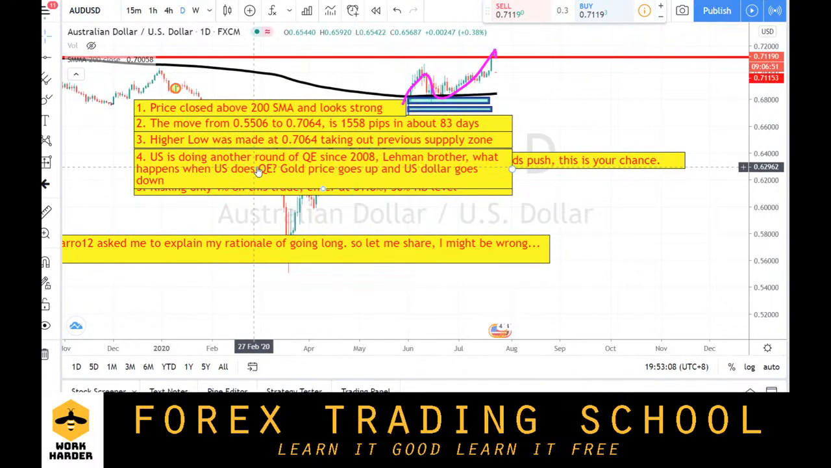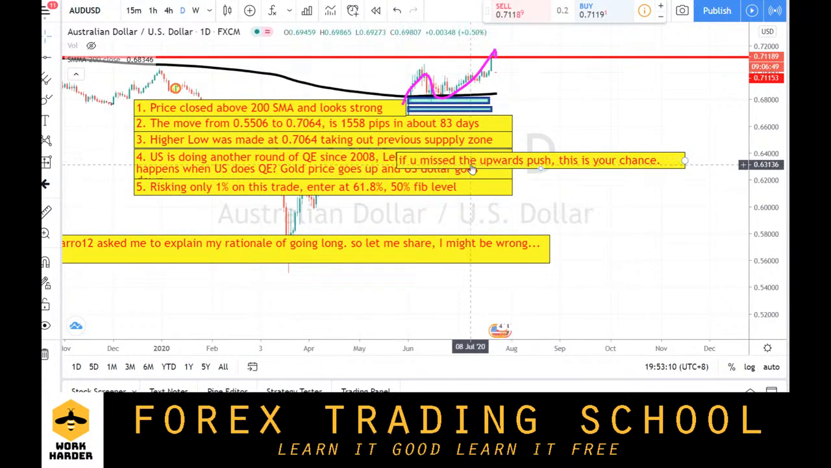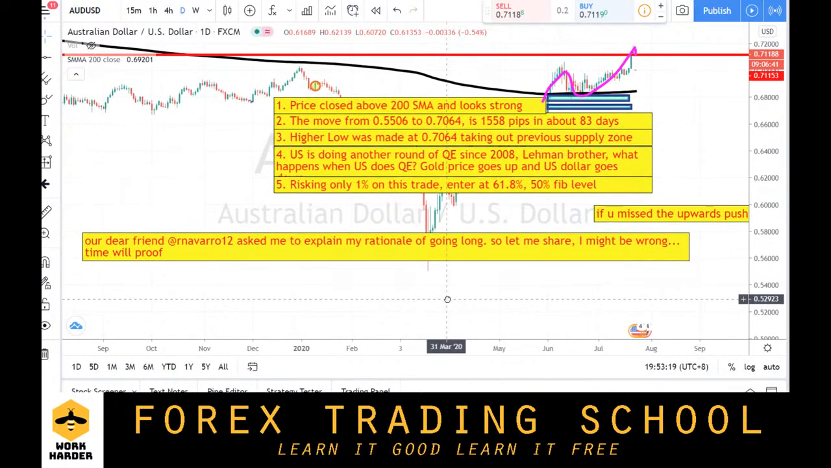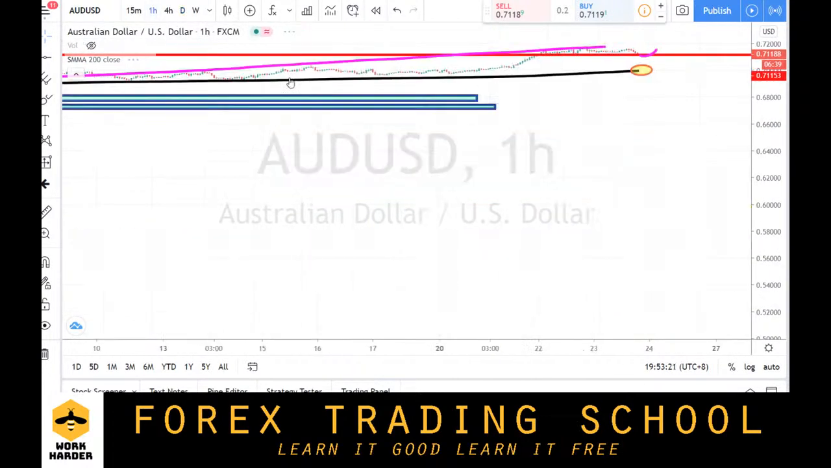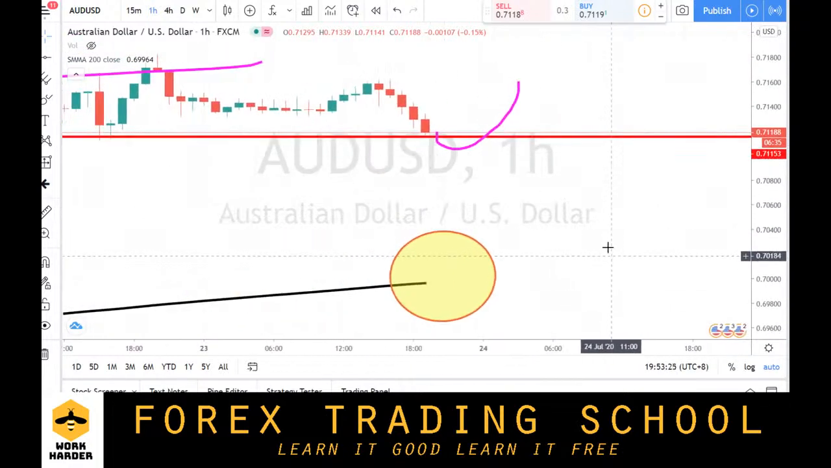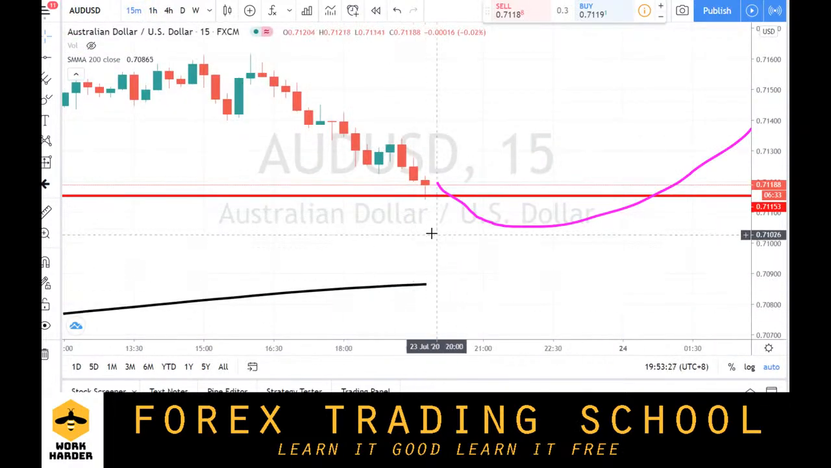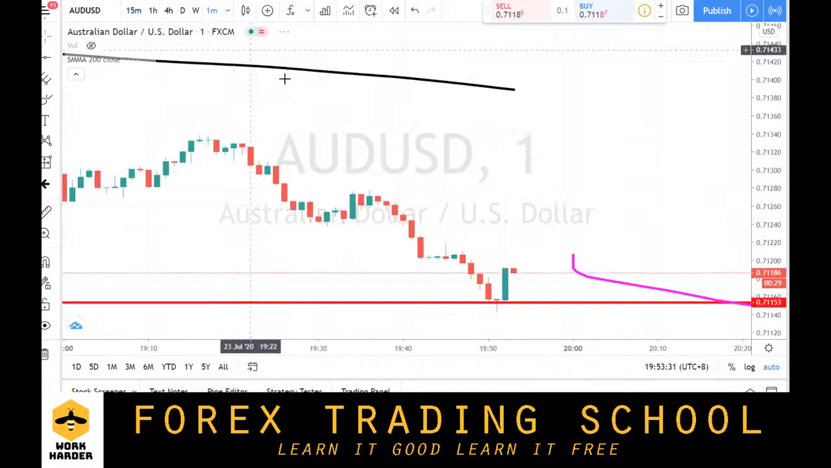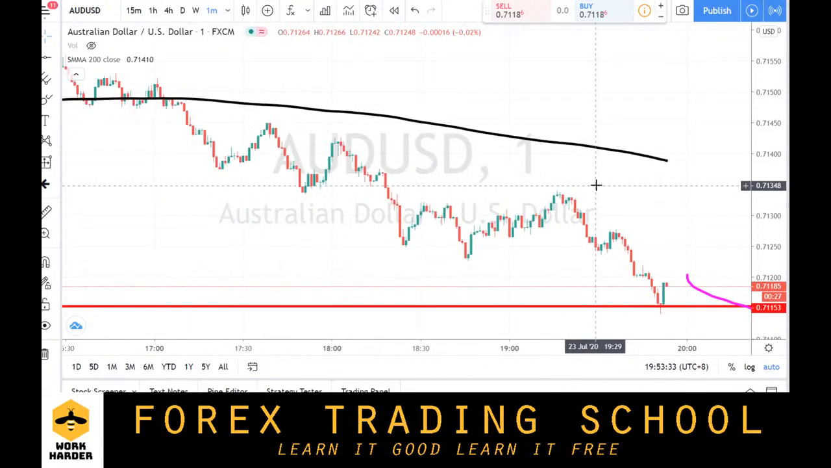US is doing another round of QE since 2008. What happens? It means that your Aussie is going to go higher again. Please only risk 1% on this trade. So let's see, right, at the price scale. We are live now, so you see price. Hope I'm right because we are live.